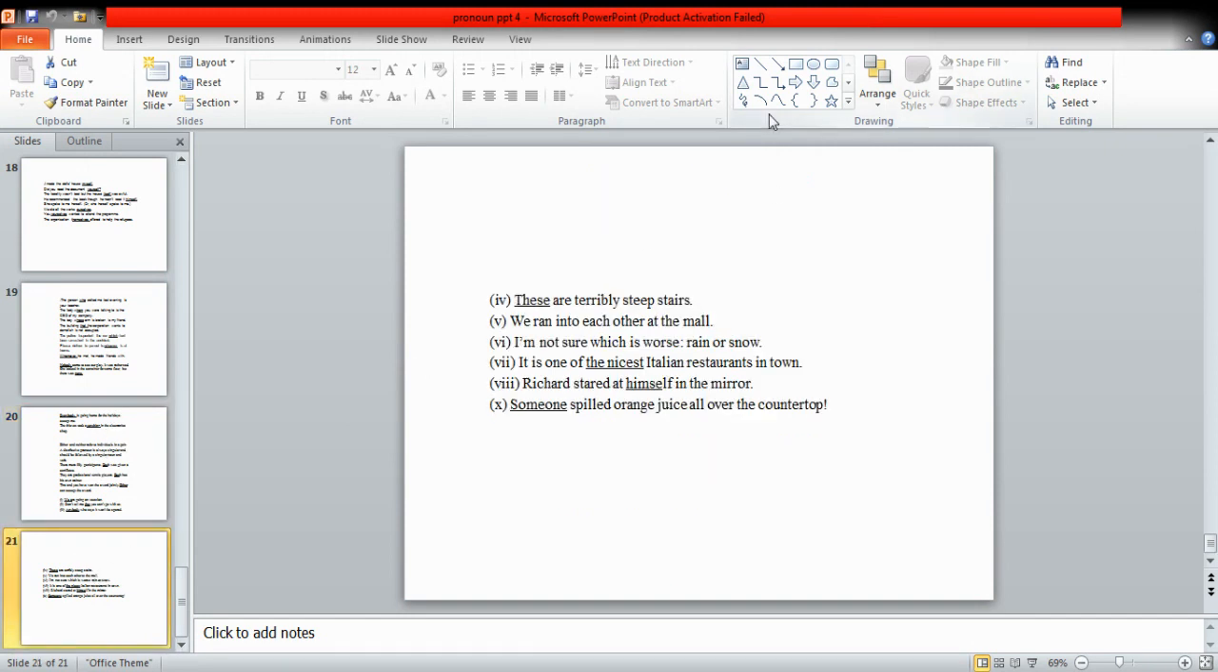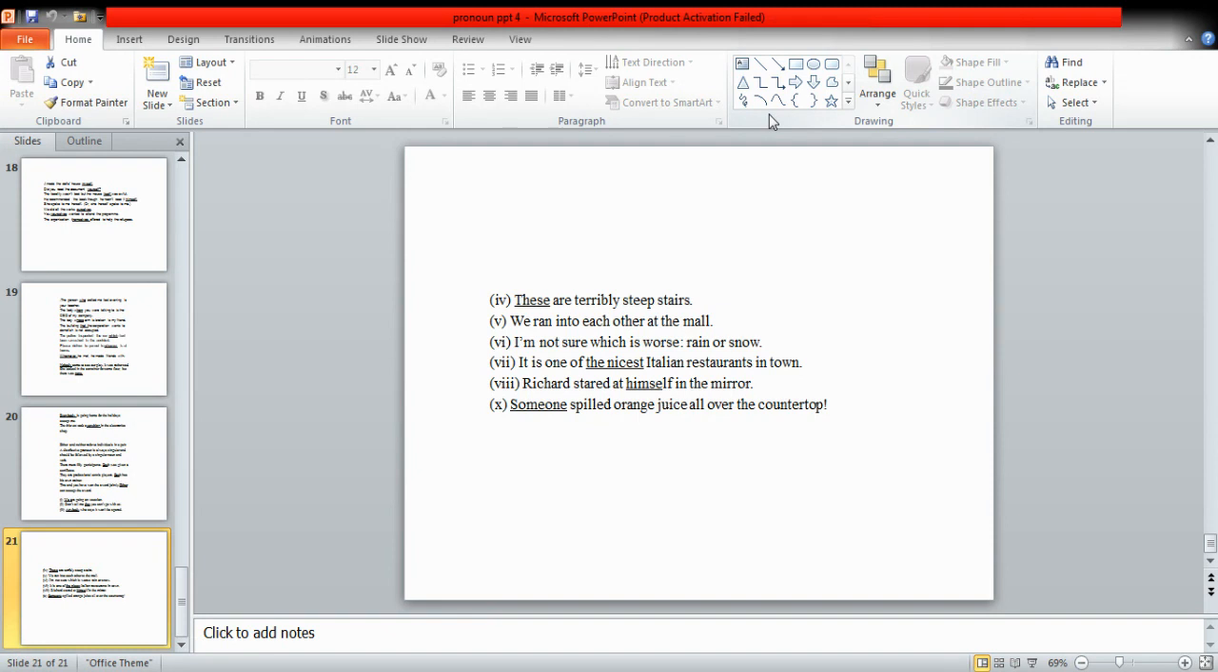Then we have some more practice sentences over here. I told you in the last lecture about the demonstrative pronouns, and they were this, that, these, and those. In the first sentence, "These are terribly steep stairs," these is acting as a demonstrative pronoun. We ran into each other at the mall. Suppose each other is underlined in the MCQ, so it is a reciprocal pronoun.